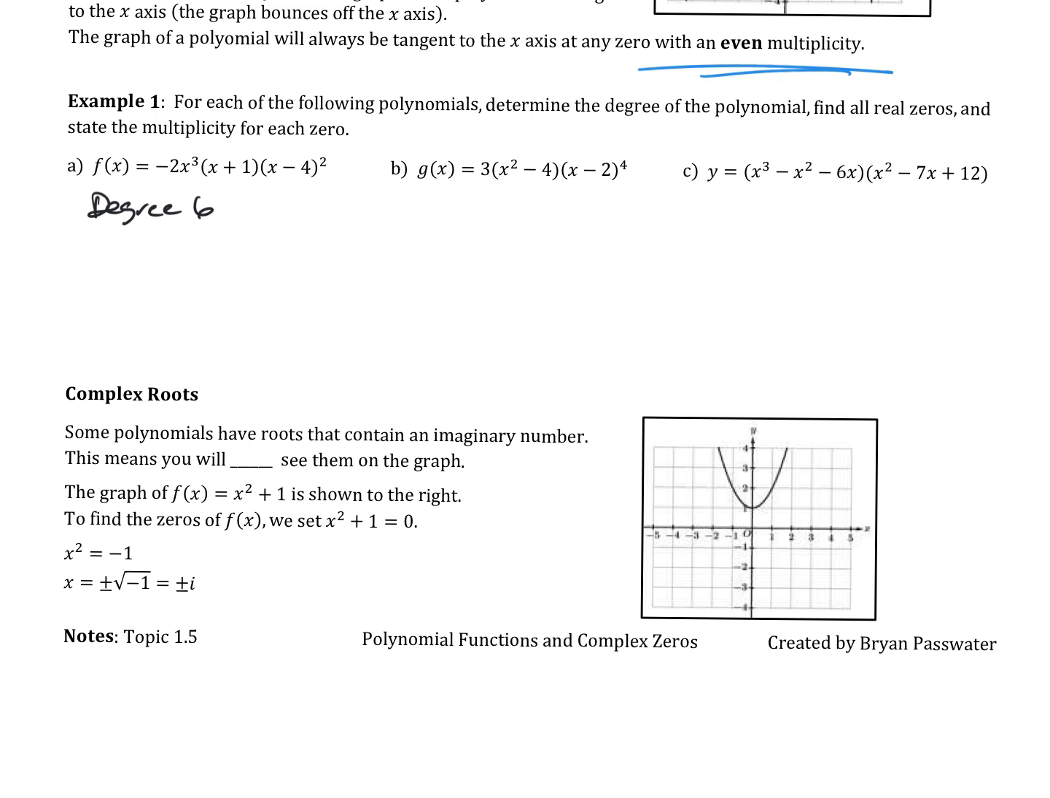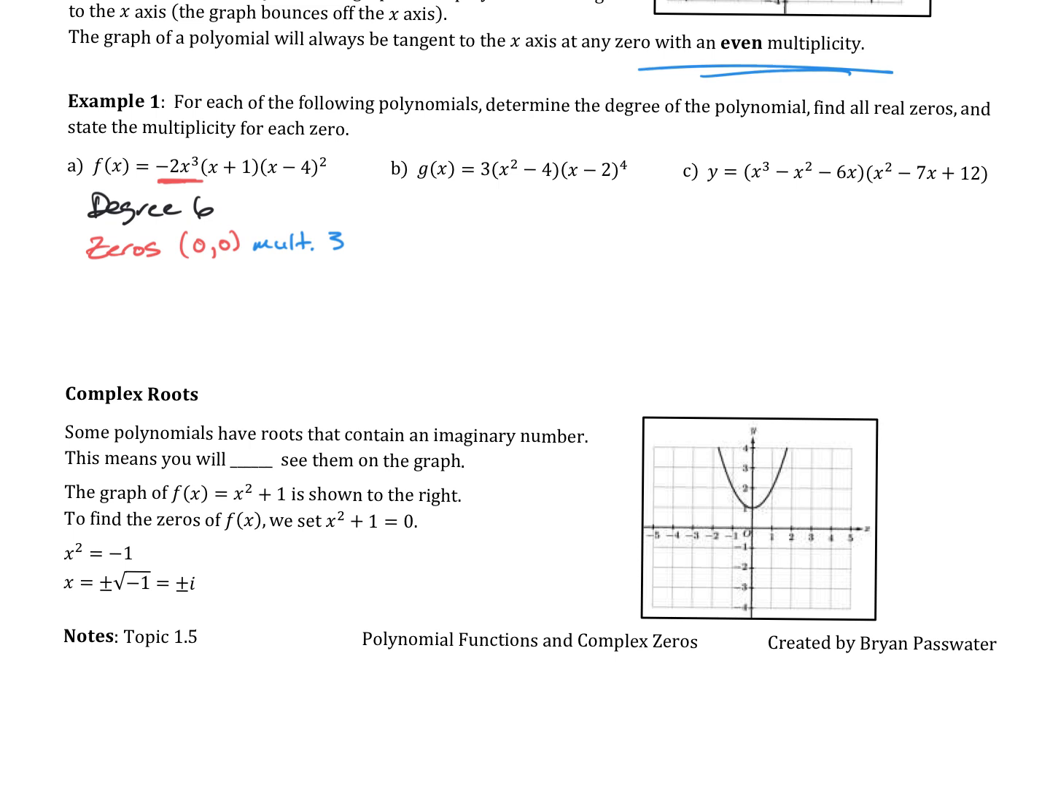Now, when we're trying to find our zeros, we're going to set each linear factorization equal to 0. So I'm setting negative 2x cubed equal to 0. What's my 0? When I set negative 2x cubed equal to 0, what's my 0? 0. So I have a 0, 0. And what's the multiplicity of it? What's the degree of that 0? It's 3. Do you see the cube?